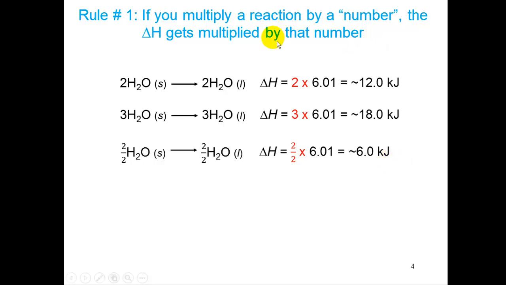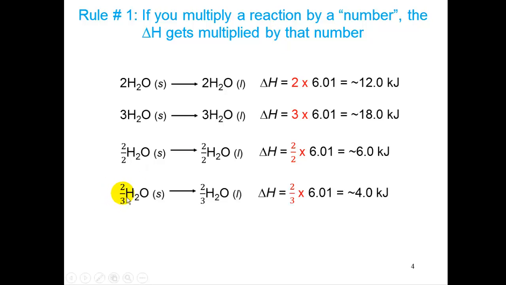So the first rule with regards to enthalpy: multiply a reaction by a number, the delta H gets multiplied by that corresponding number. It can even be a fraction. So here I have it multiplied by 2/3, and the delta H gets multiplied by 2/3.